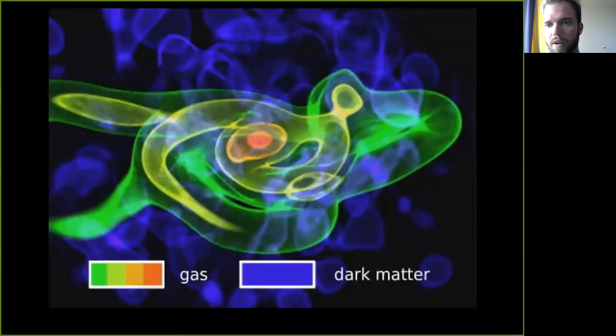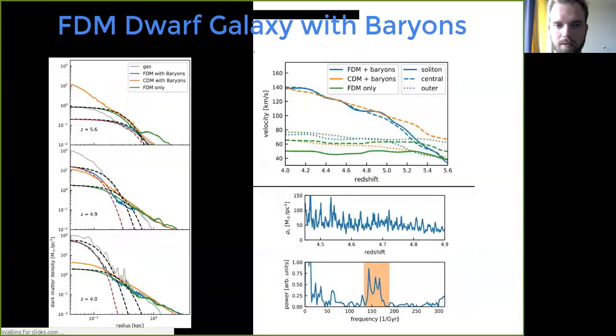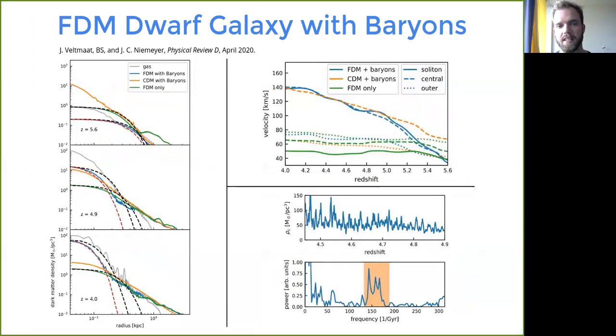So that was the pure fuzzy dark matter case. And then in a second step, we added baryons to that and basically redid the same analysis that I showed you before, and found quite similar results. So here on the left-hand side, you see the radial density profiles at 3 different redshifts.